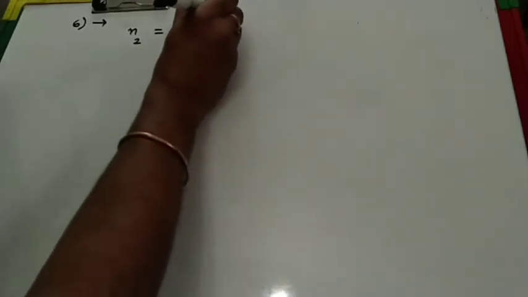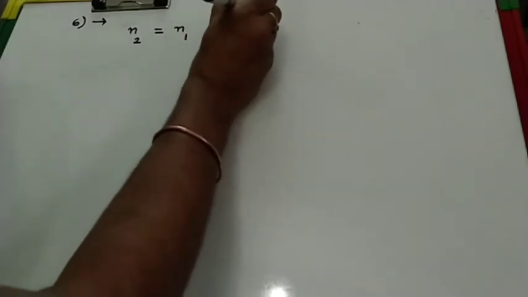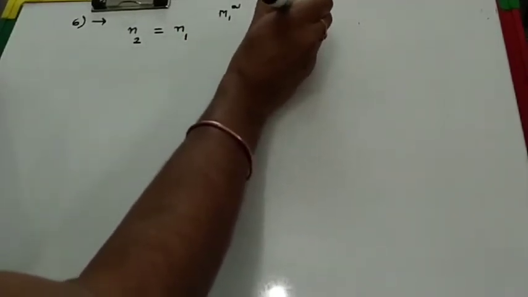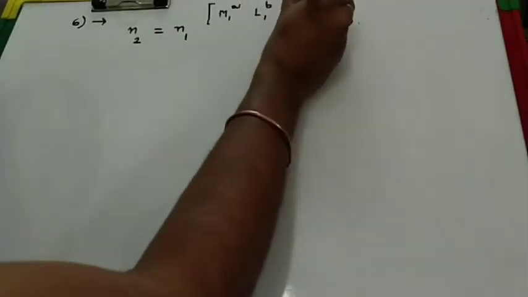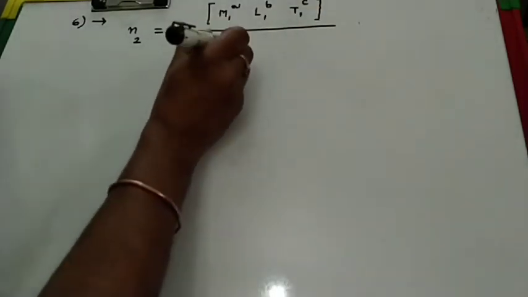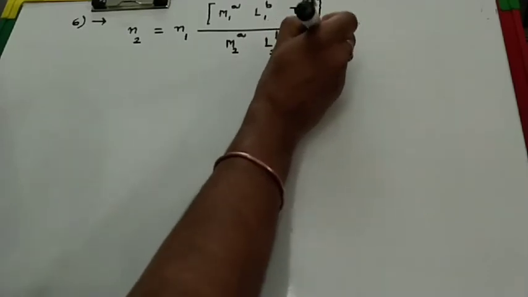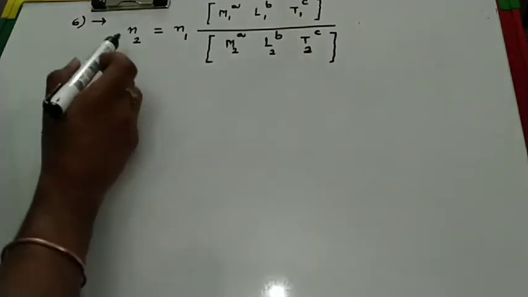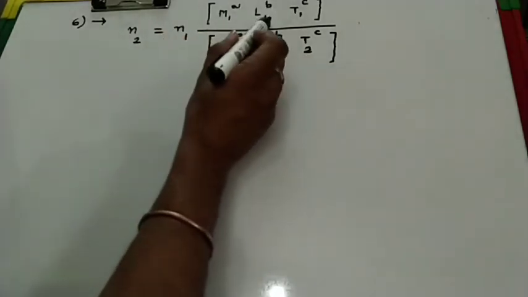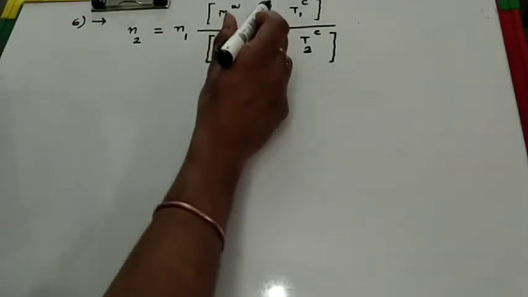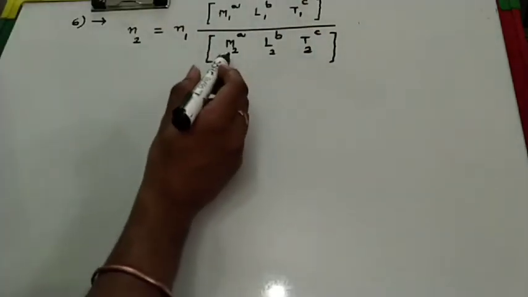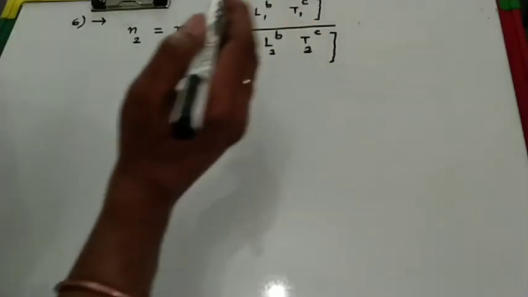Now, point number 6. n2 is equal to n1 into u1 by u2. Here u1 is m1 to the power of a, l1 to the power of b, t1 to the power of c, and u2 is m2 to the power of a, l2 to the power of b, t2 to the power of c.